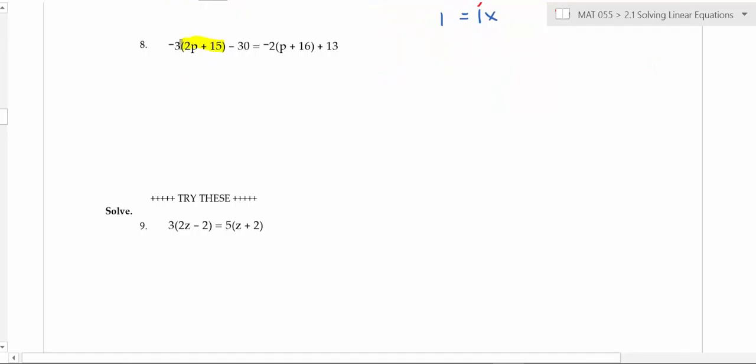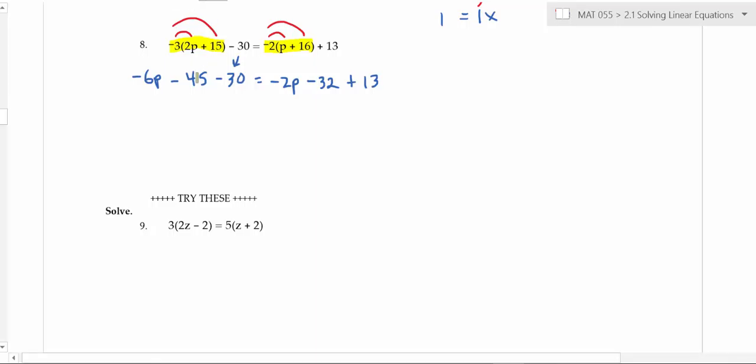Okay, we got a distributive property there. We got one there. Okay, so we're going to multiply those two things out like that. So negative 3 times 2p is negative 6p. Negative 3 times 15 is negative 45. So subtract 45. Bring the 30 down. It's still there. Negative 2 times p is negative 2p. Negative 2 times 16 is negative 32. So write that as subtract 32 like that. Okay. And that's how you got to start the problem.